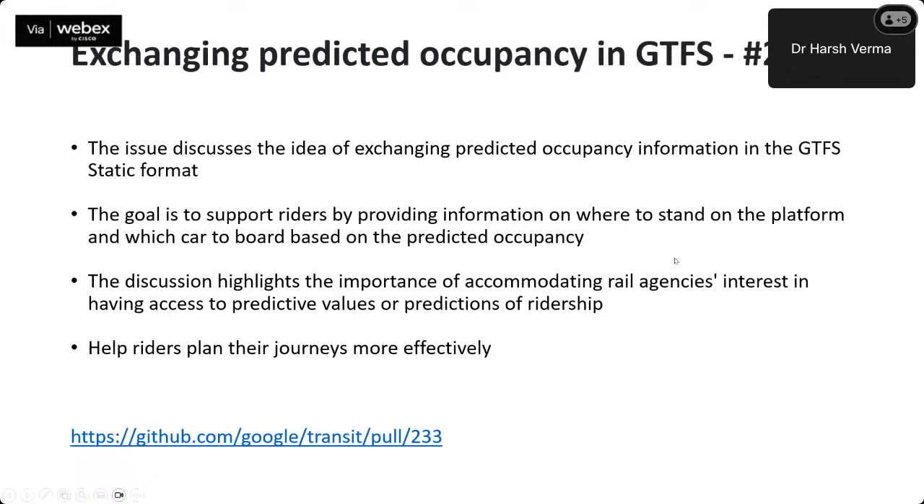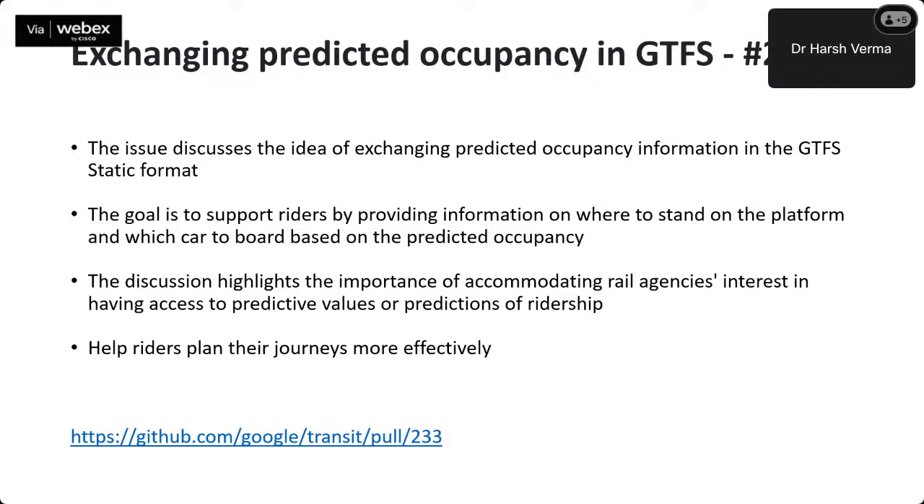And this really came up with looking at exchanging the predicted occupancy, which is there in the pull number GTFS 233. So this proposal suggests adding a column in the GTFS static stop_times.txt file to describe the predicted occupancy between the current stop and the next stop. And so there is a question regarding the lead time, of course, for such predicted occupancy information and its relevance to the users, to the riders.